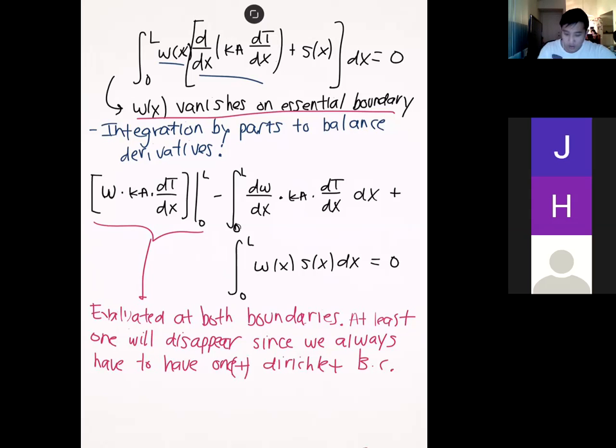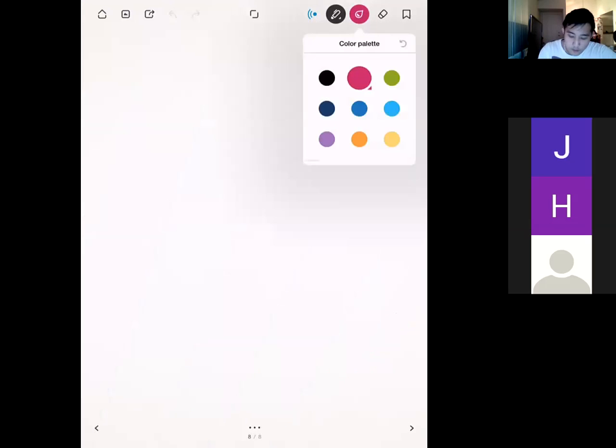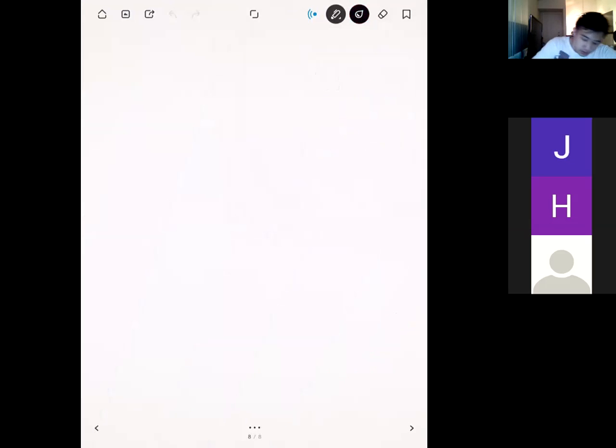All right. And so when we put this all together, we can form the formal form for the weak form. Any questions before we get to that? Okay. And so if we finish writing it out, we'll get the following.